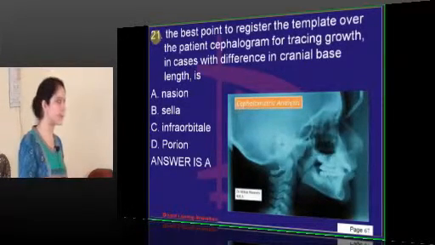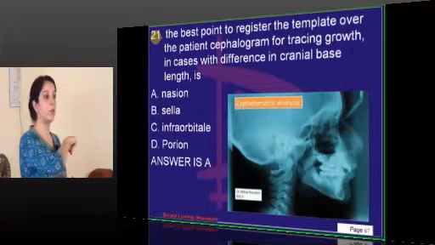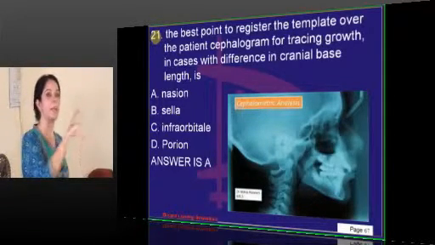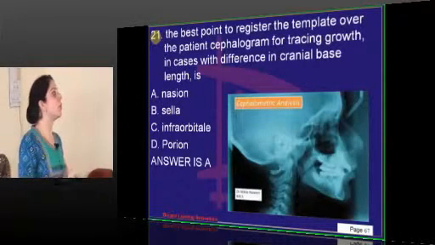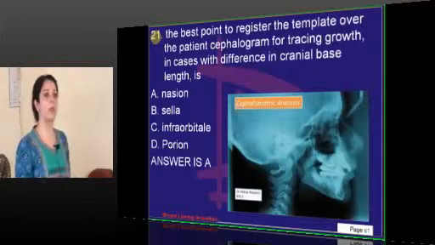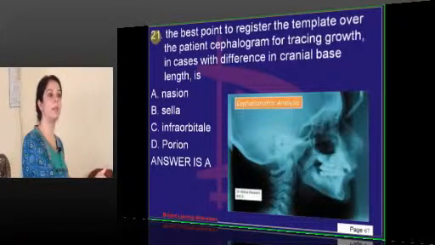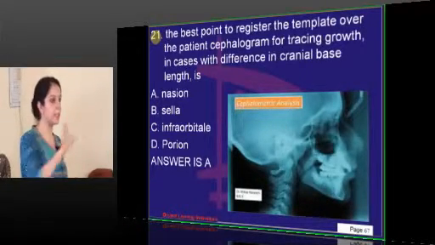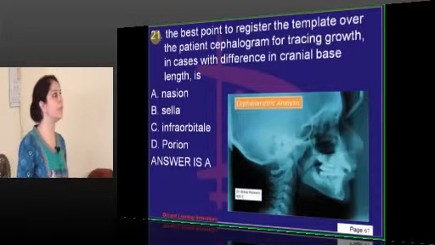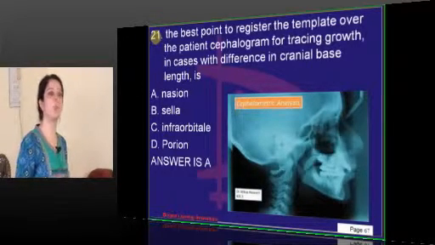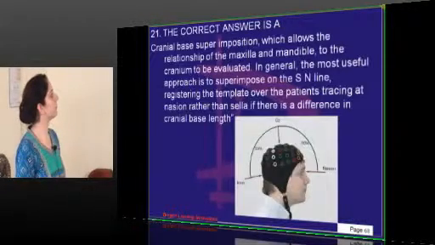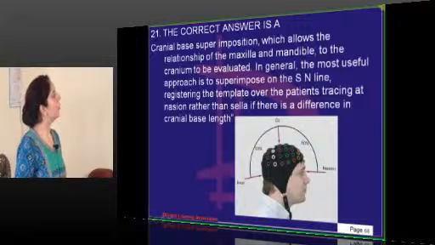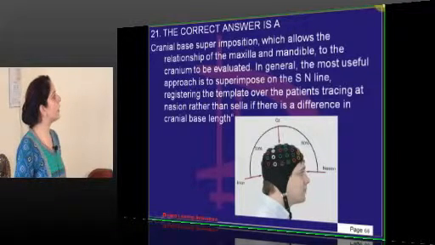happening in other points. For example, previously we talked about point A, and the resorption happening in point A and the change in position of point A. So if you want to see a change in one point, you have to take one reference point, keep that as stable and see the changes occurring in the other points which can be changed. So nasion is one of those points which are more stable in the skull. So the cranial base superimposition allows the relationship of the maxilla and mandible to be evaluated.